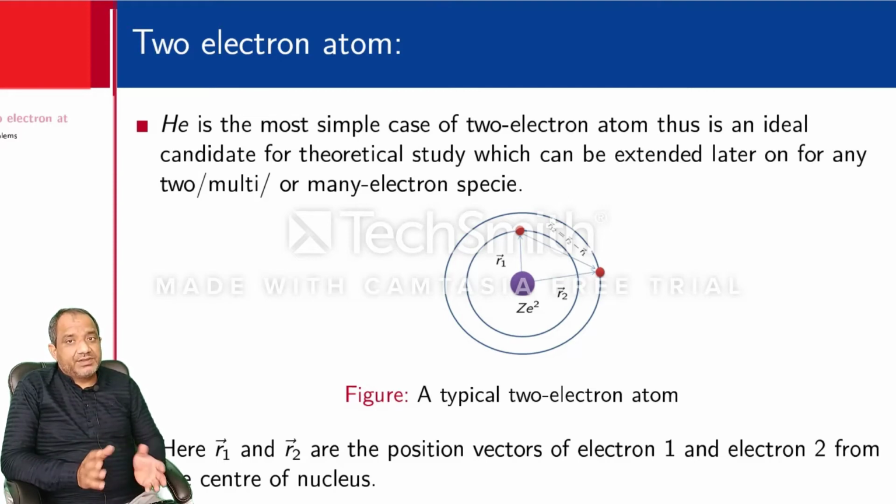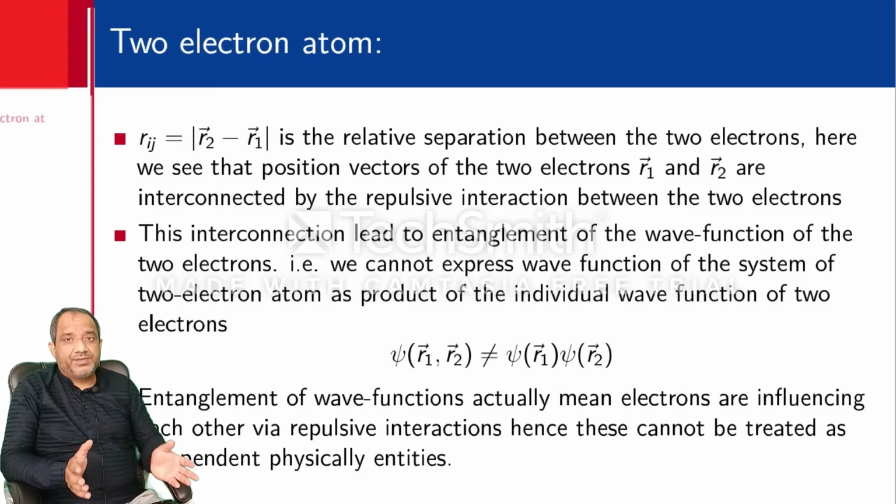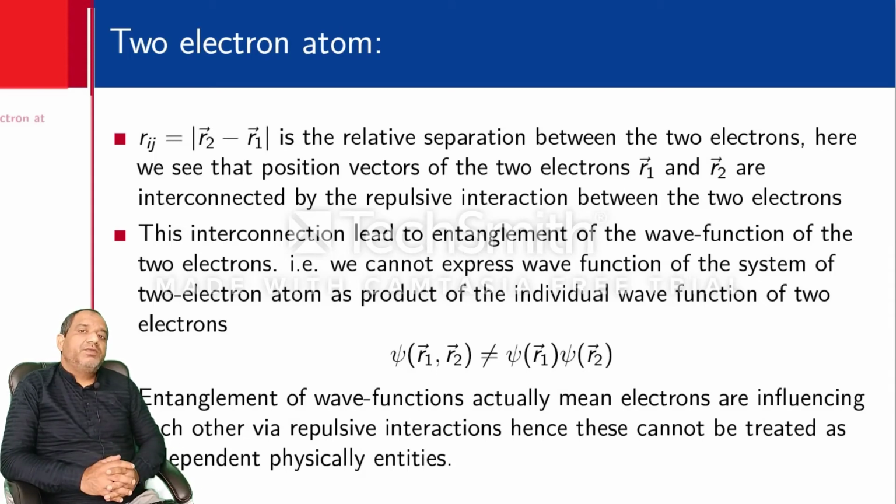As a result of this coupling of coordinates of the 2 electrons, the wave functions of the 2 electrons become entangled. Because of this entanglement, you cannot break down the wave function of a 2-electron atom into a product of the individual electronic wave functions, that is, psi(r1, r2) cannot be written as psi(r1) multiplied by psi(r2). That is the main problem we face when we deal with a 2-electron system.